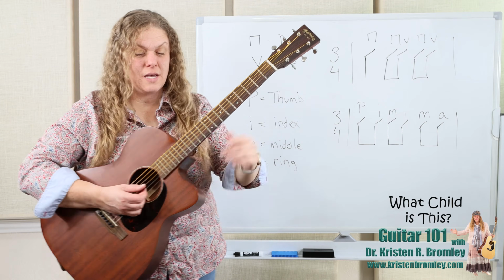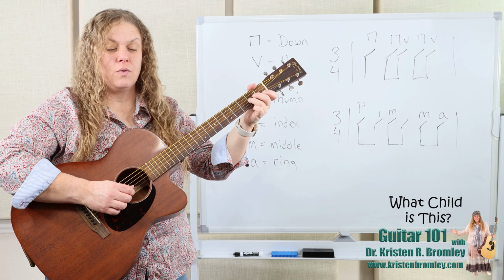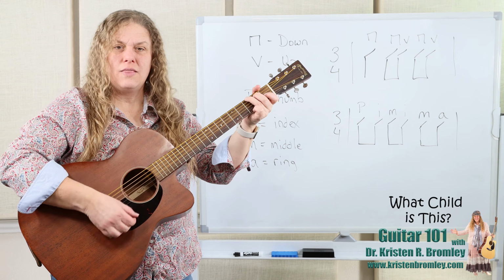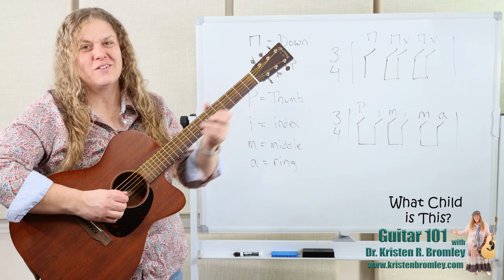This happens one time per measure. So it'll be like, what child is this? And then we're on to G. So let's go ahead and do it.